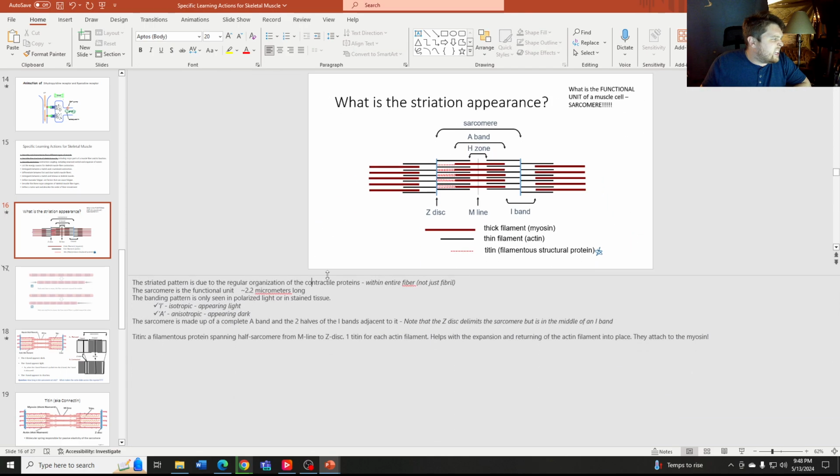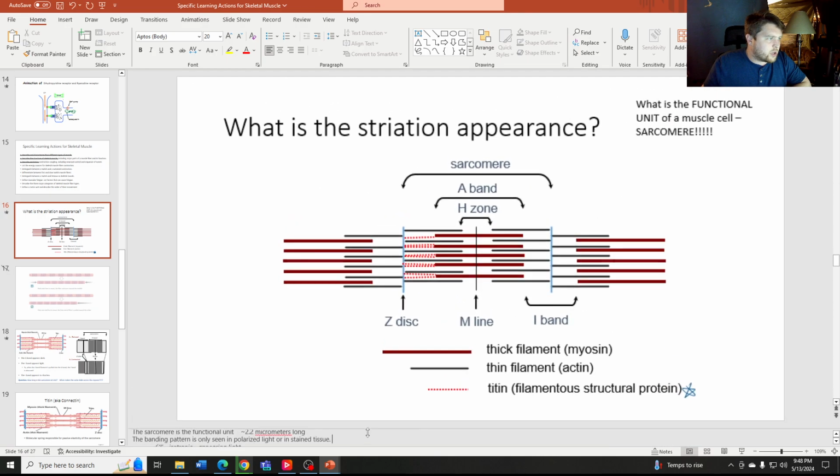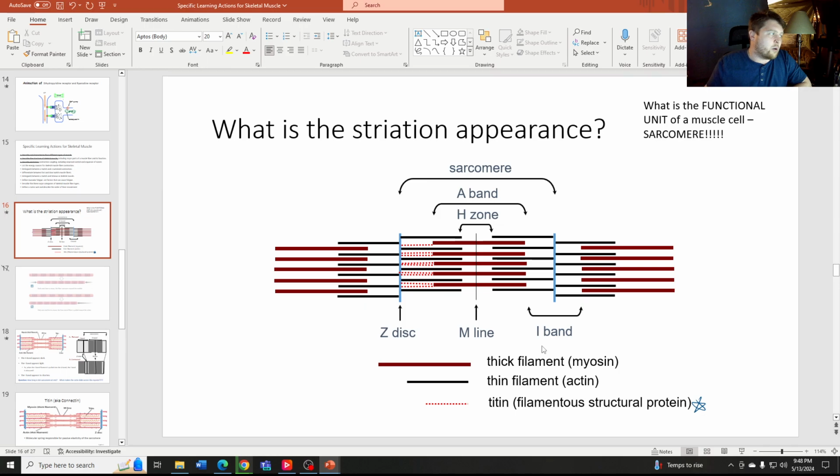Depending on the professor, you might get a couple of these little things where they're about 2.2 micrometers long, and these sarcomeres are what give our muscles that striated appearance, okay? So skeletal muscle is going to have sarcomeres. A couple of the important things to notice: the whole thing is called a sarcomere. We have these different bands, okay? We have an A band and we have an I band, all right?